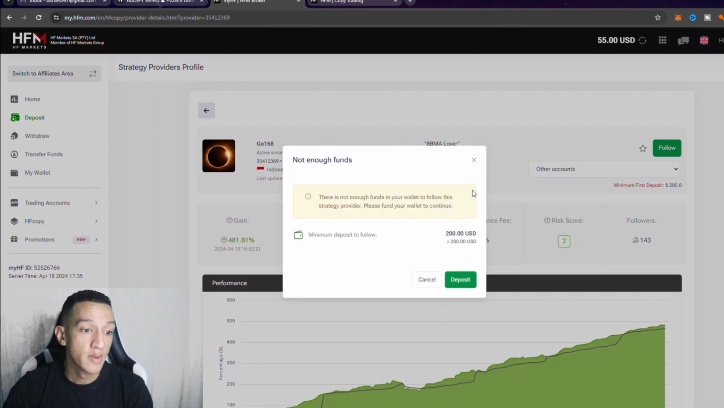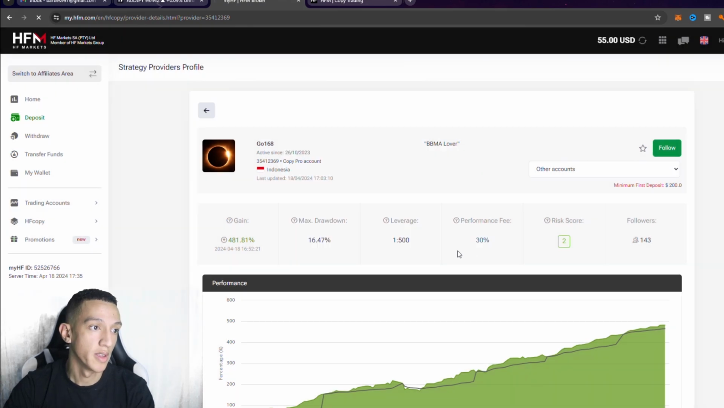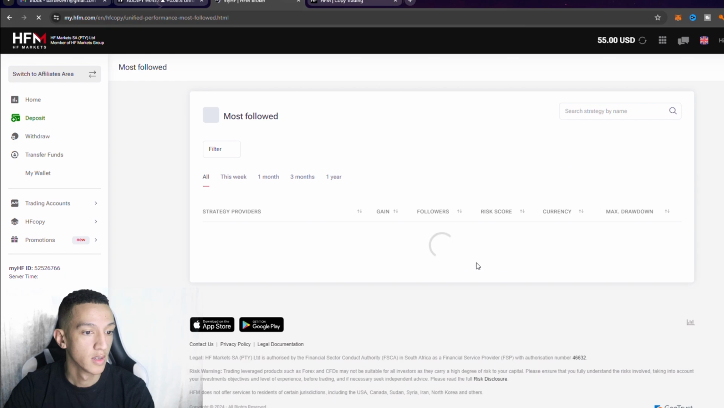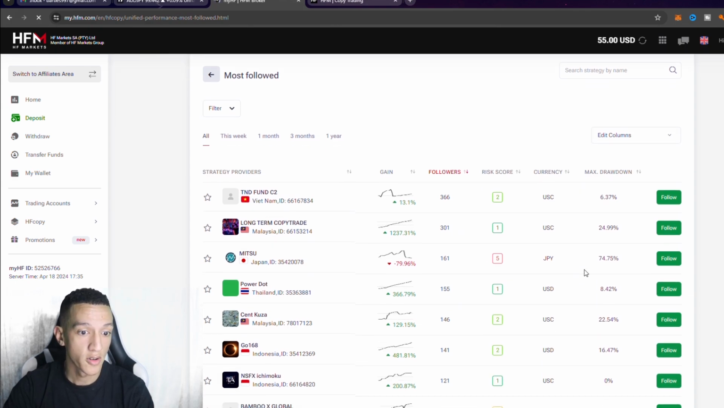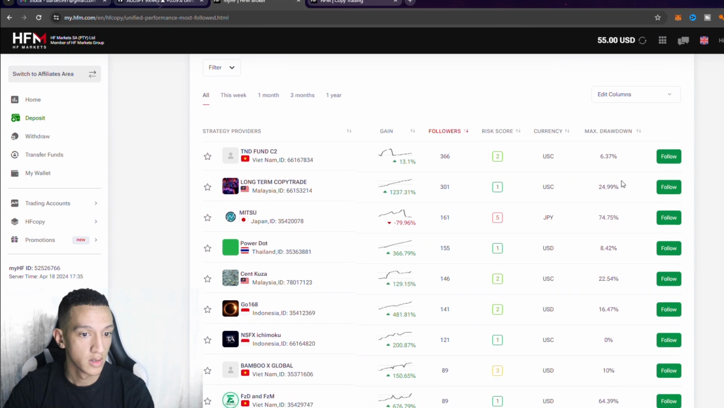So you can see there's a minimum deposit with this person, which is 200, so that already means that we cannot choose this person. So let's just go back to another strategy provider. Obviously, I think I already had one offline that has met my requirements of my risk tolerance of at least a max drawdown of 20%, and this one has 25. Depending, you can adjust your risk tolerance.